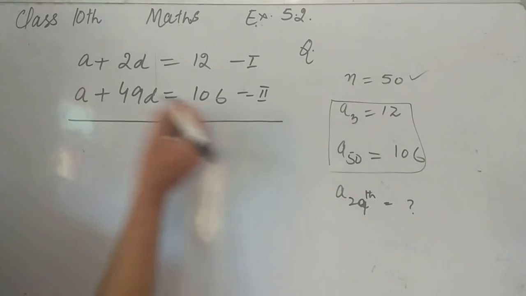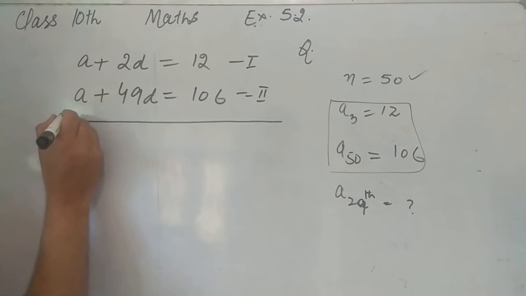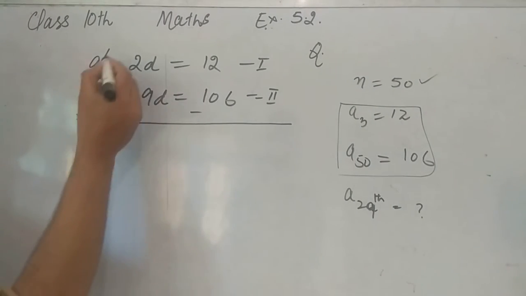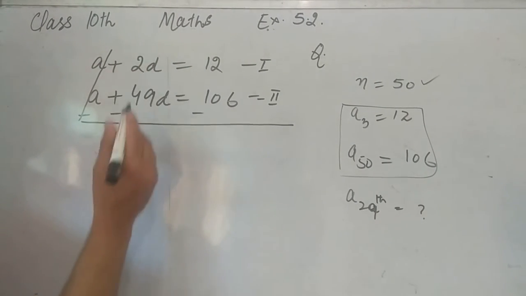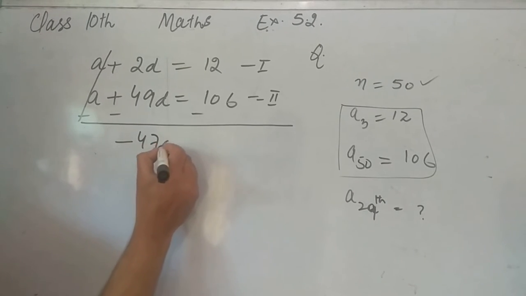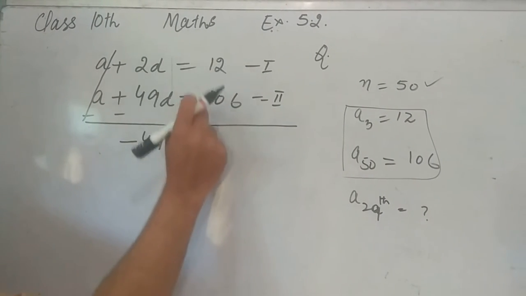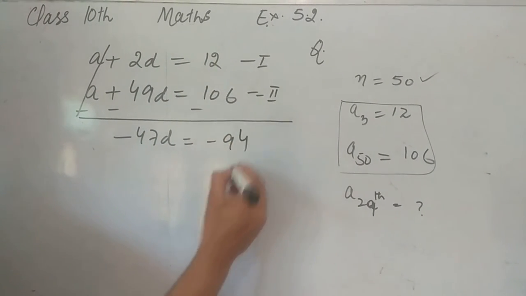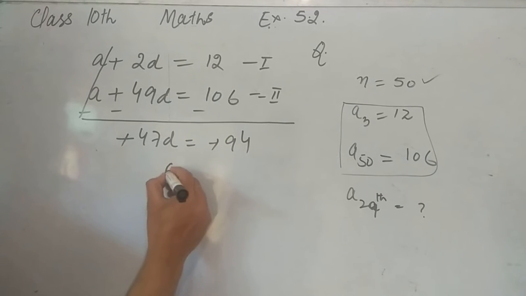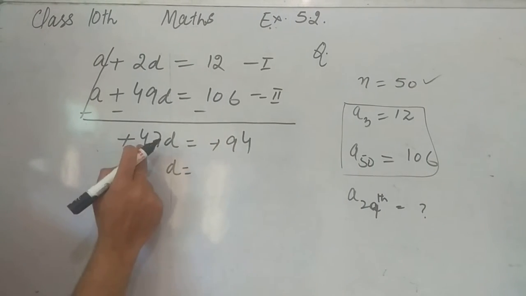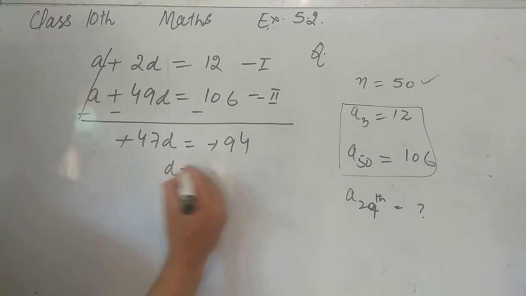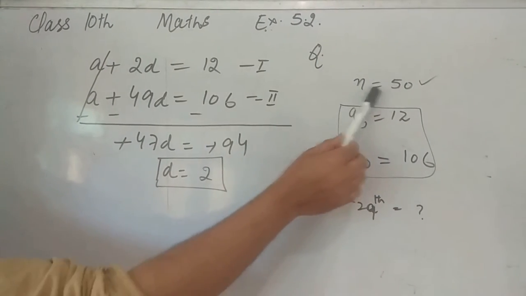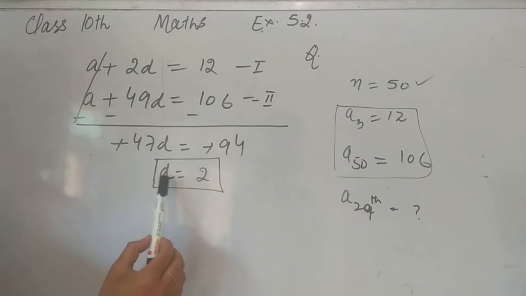Now dear students, here the coefficients of a are the same. Now by subtraction, a और a cancel होगा. 49d minus 2d, we get 47d is equal to 106 minus 12, we get 94. तो d is equal to 94 divided by 47, therefore we get d is equal to 2. तो इस arithmetic progression की common difference 2 है.